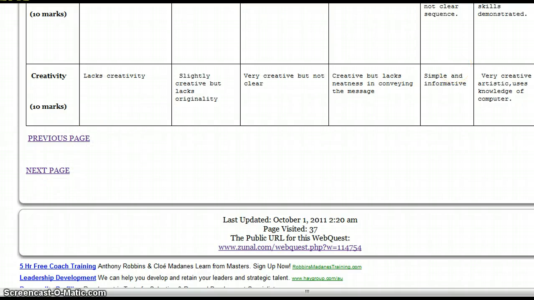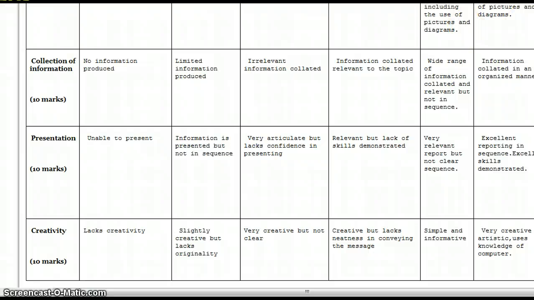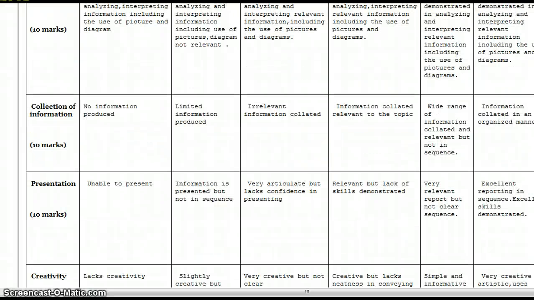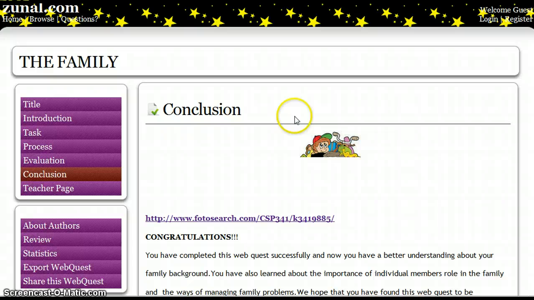This marking rubric can also guide the teachers who want to use this Webquest in teaching the lesson. It will guide them effectively on how to mark the Webquest. Then the next page is the conclusion page of the Webquest.